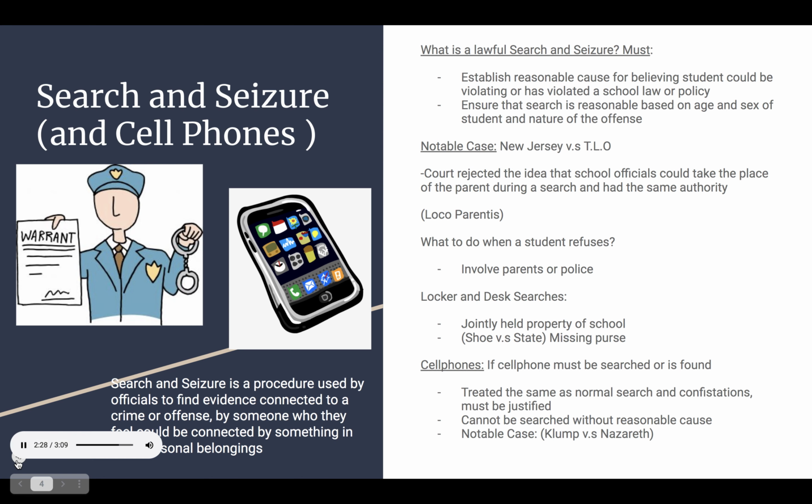Cell phones can be included as a small part of the search and seizure. This policy is required if a cell phone must be searched or is found. The rules for cell phone searches are the same as those applied to search and seizure. It must be treated the same, just as normal searches and confiscations must be justified. They cannot be searched without reasonable cause, and a notable case to think of is Klump versus Nazareth.